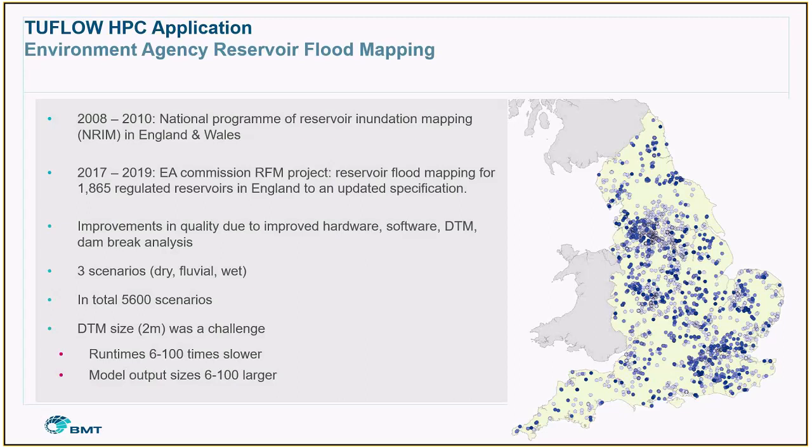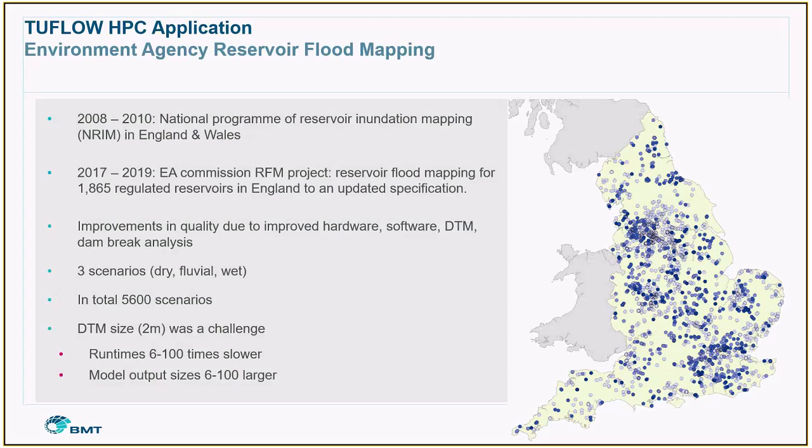For the current project, a bespoke DTM was created, and that was part of the specification. And that was simulated using a 2 meter grid size in the TUFLOW model. Just as a comparison, the model cell size in the original National Reservoir Inundation Modelling project was 5 to 20 metres. The very nature of reservoir flood modelling means that the domains of some of these models are very, very large, and that presented a lot of challenges in terms of scheduling the simulations, running them, but also the sheer amount of data that was generated.